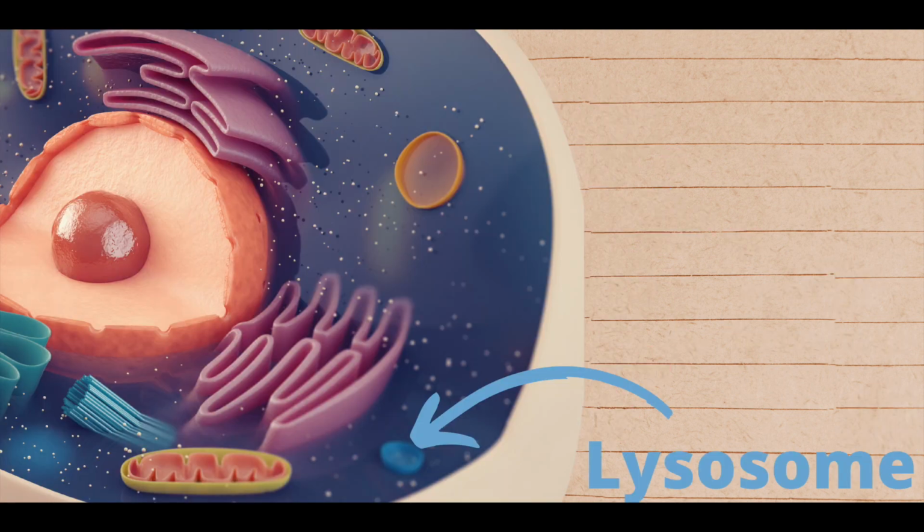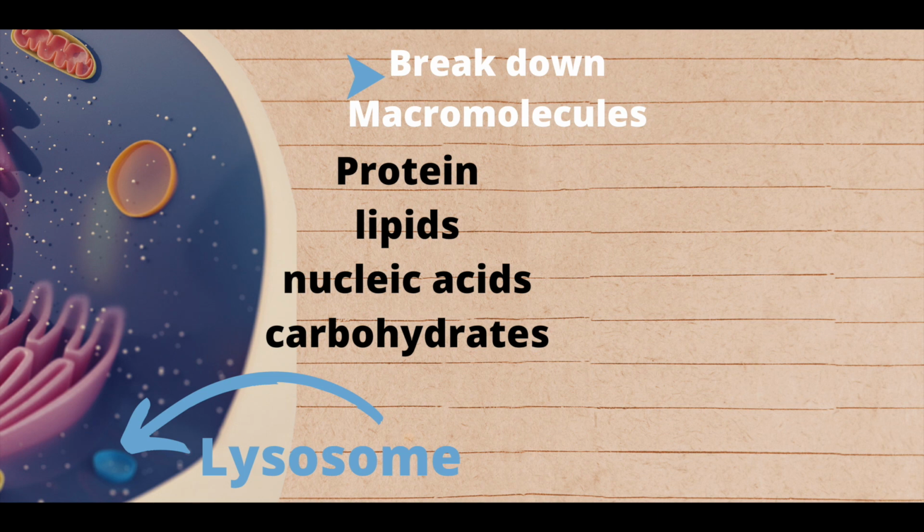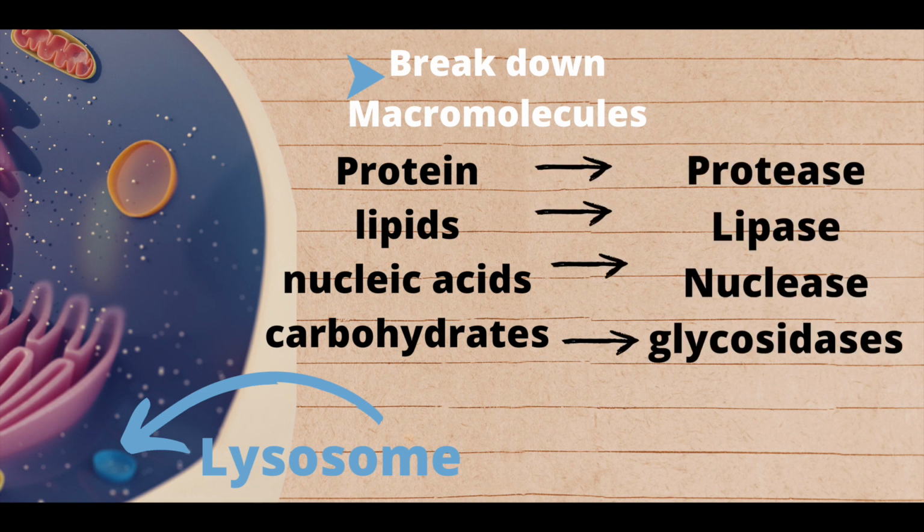Next, we have our lysosome. Our lysosome is kind of like a cleanup crew. It breaks down macromolecules. Remember, our macromolecules include protein, lipids, nucleic acids, and carbohydrates. Lysosomes have special enzymes that can break down each of these specifically. So, for example, protease is going to break down our protein. Lipase is going to break down our lipids. Nuclease is going to break down our nucleic acids, and glycosidase is going to break down our carbohydrates.